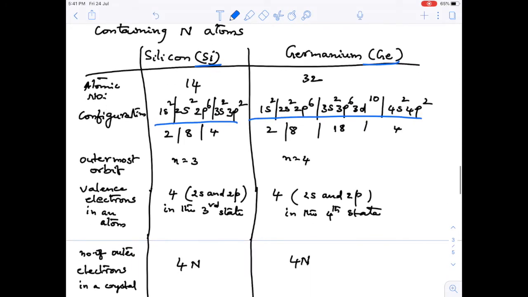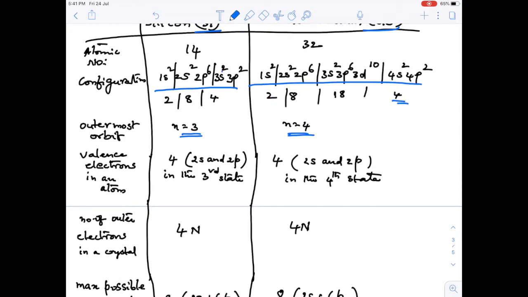Now you can see the outermost orbit is the third one, n equal to 3, for silicon, and in this case the fourth one, n equal to 4. But in each case the valence electrons are how many? 4. 2 of s and 2 of p. So in the third shell for silicon you have 2 of s and 2 of p, and in the fourth shell for germanium the same. So the shell is different, though the valence electrons are the same in both cases. The outermost orbit is different: this is far from the nucleus, that is the fourth shell, and this is the third shell.